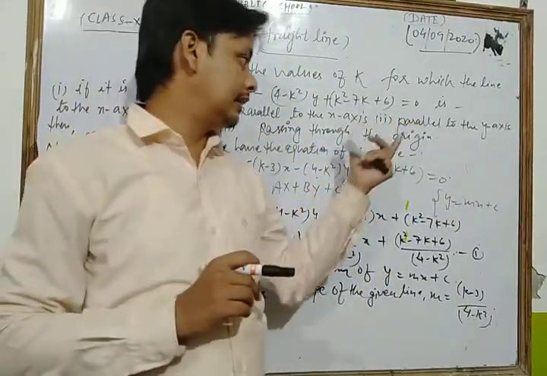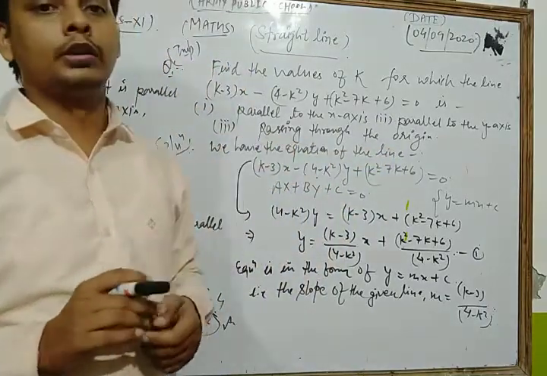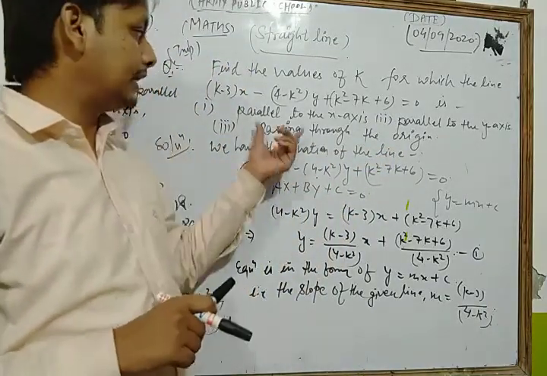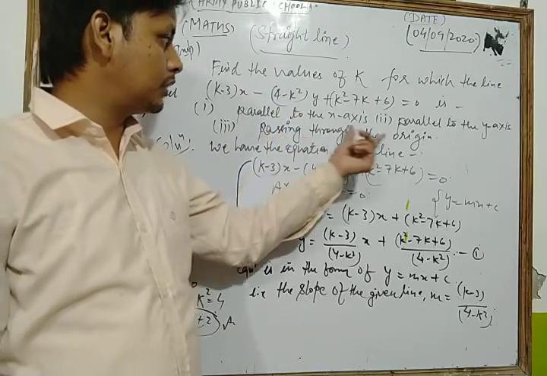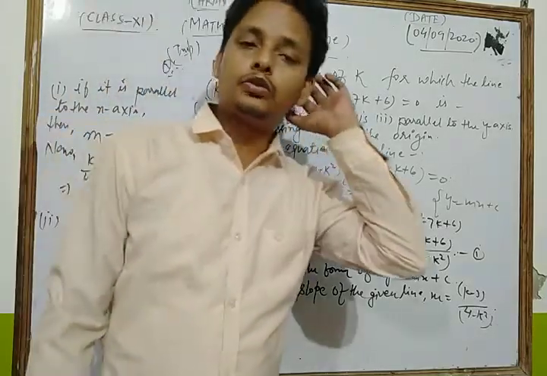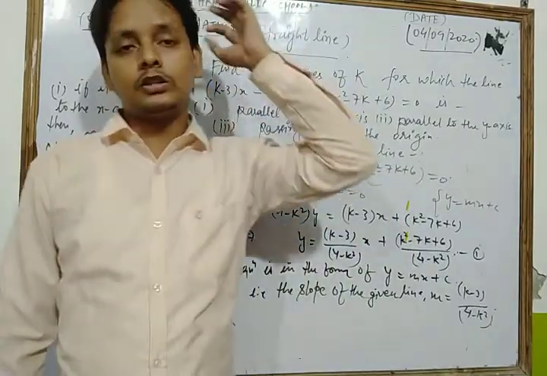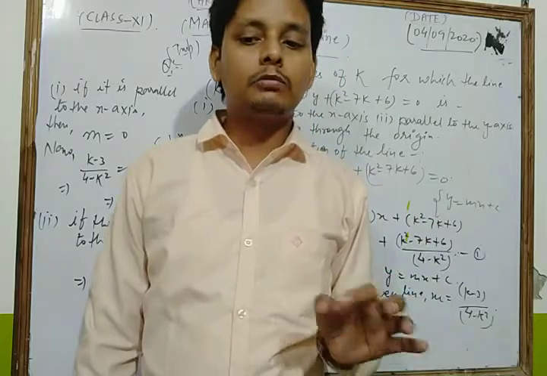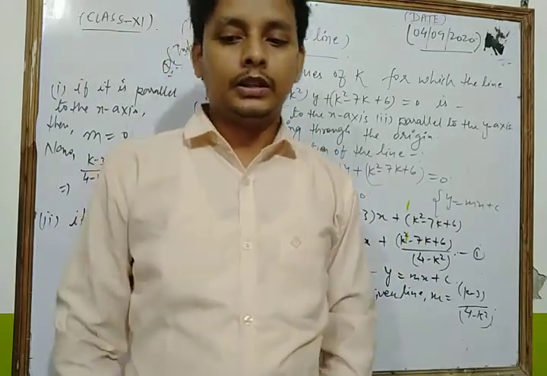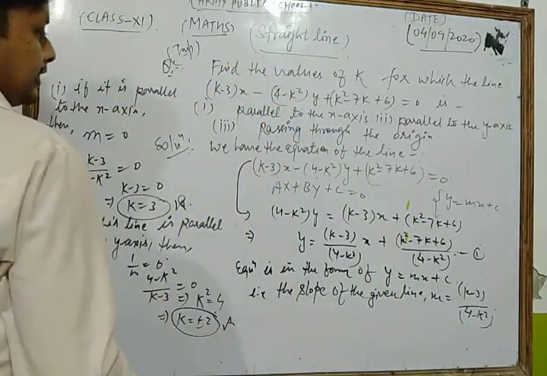Now we take and solve the third part of this question. In the third part, dear student, we find the value of k for which the line passes through the origin. If that line is passing through the origin, then the coordinates x and y must be equal to 0. Let's see its third part.